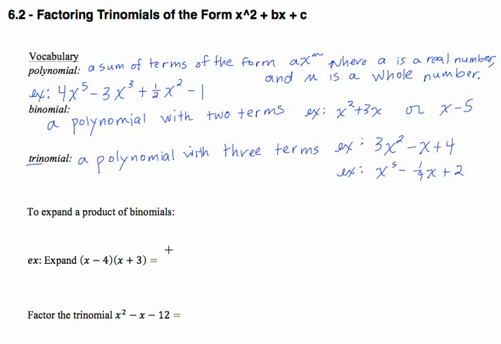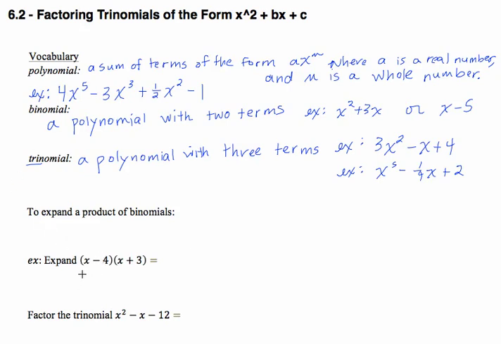Now, first let's review expanding binomials. Now, I did this a little bit in section 6.1 and tried to kind of show you why we expand the way we do. So, first I'm going to do that, and then I'll show you basically the shortcut rule, which you may have heard of. It's called FOIL. If not, that's okay. We're going to show you how to do that.